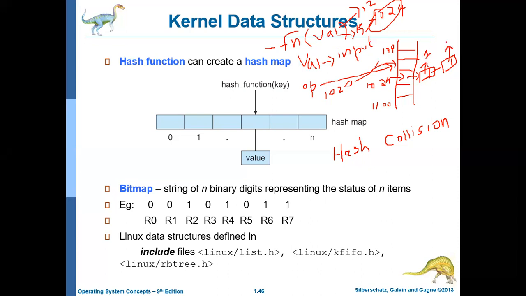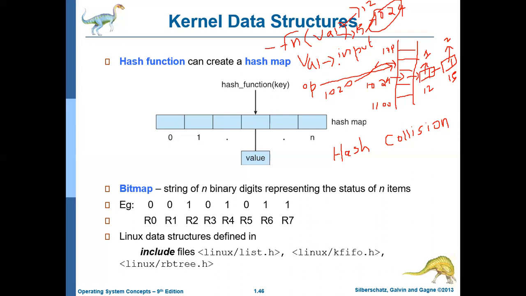The operating system may follow some mechanism. For example, if the input is 12, it may execute this instruction, and if the input is 15, it may execute this instruction. This is one mechanism to overcome hash collision. But if the collisions are more, then obviously it will degrade the performance.